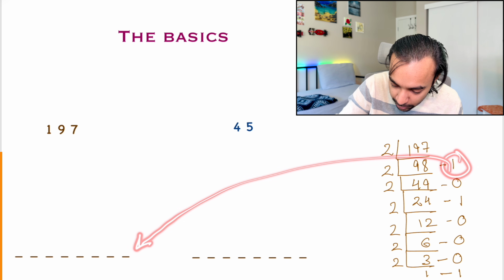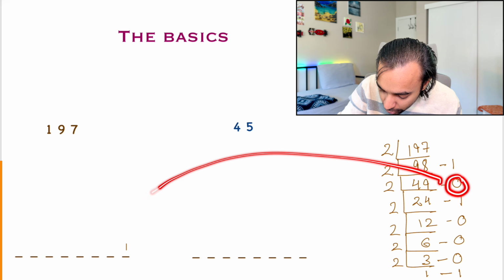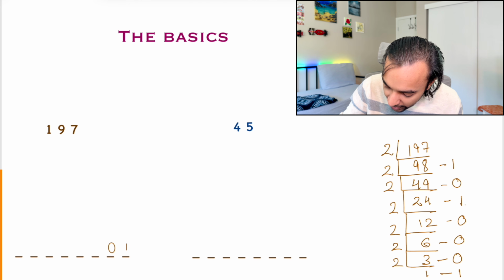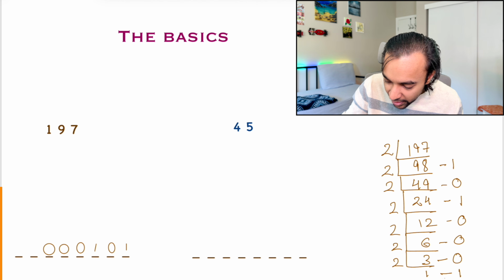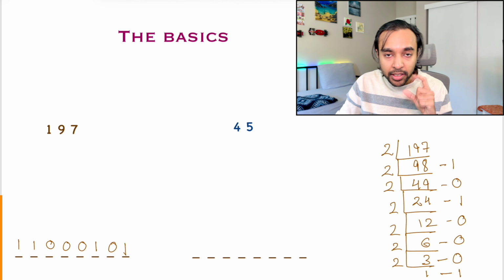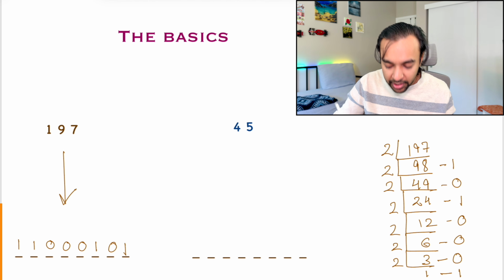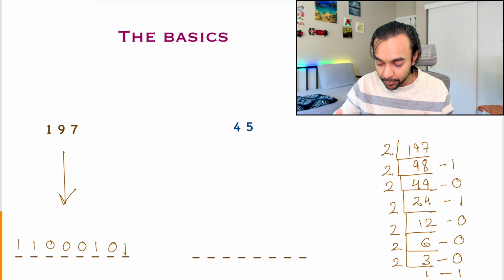This comes at the first position. Then I have a 0. So this comes over here. Then I have a 1 again. Then I have 3 zeros. And then I have a 1 and a 1. It means to represent the number 197 in binary, this is how you're going to represent it.